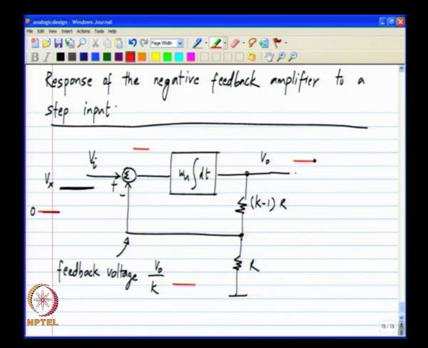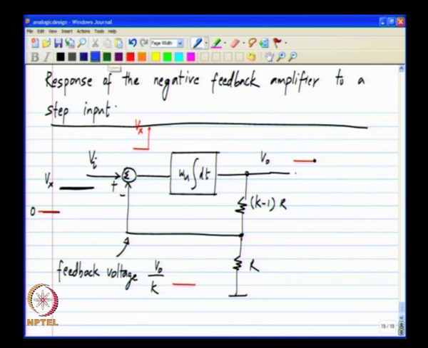Then what happens is, because the feedback voltage is still 0, the error voltage will step up by Vx. Okay. This is because the input has stepped, the integrator output has not changed. So, that means that the feedback voltage has not changed. So, the input to the integrator, which is the error voltage, steps up. Now, because it steps up, the output voltage starts increasing.